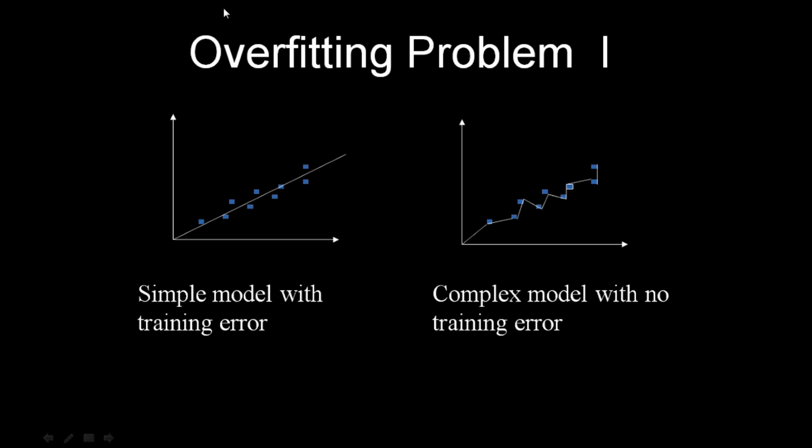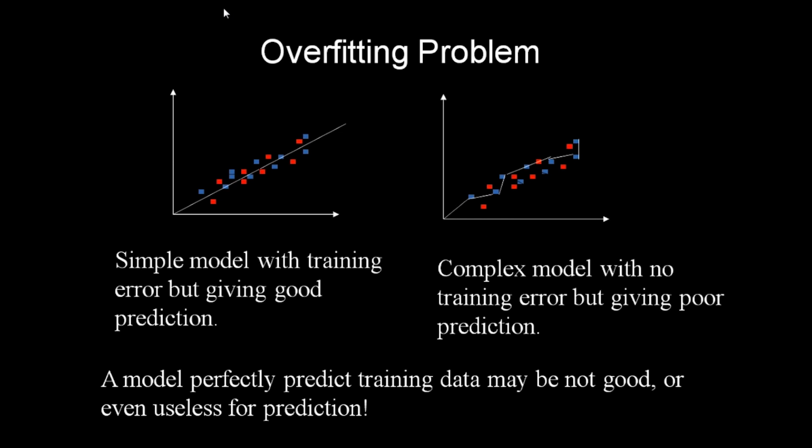So when you try to fit a simple model with some training error, it gives good prediction. A very complex model is going up and down trying to fit each and every data point, but it may give a very poor prediction. A model that perfectly predicts training data may be not good or even useless for prediction. Okay. So you have to be very careful about the overfitting problem.